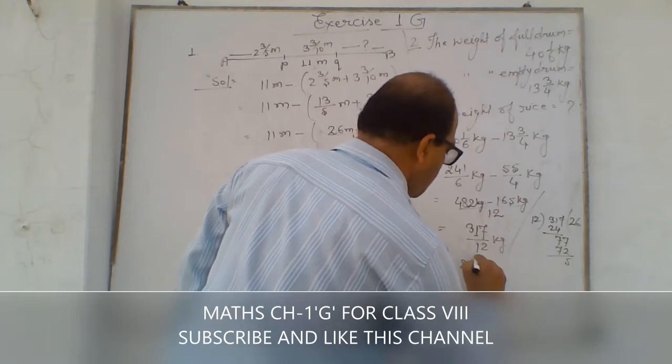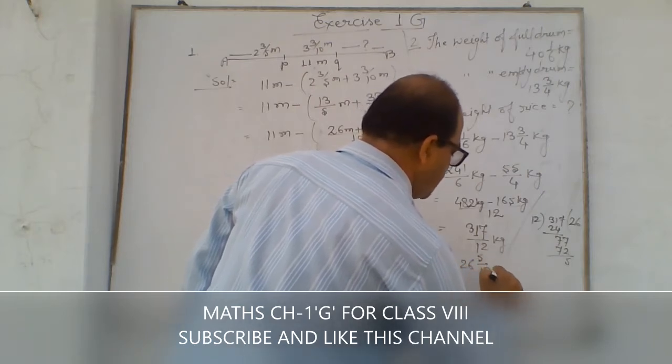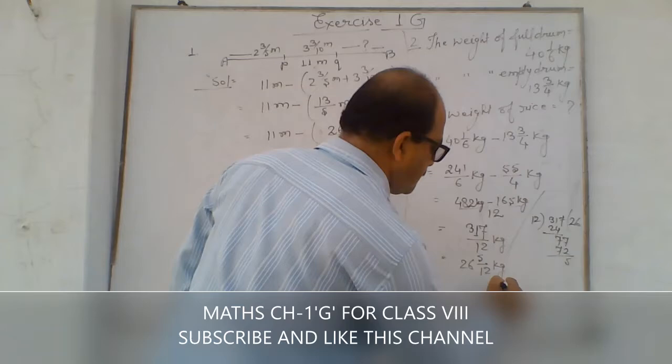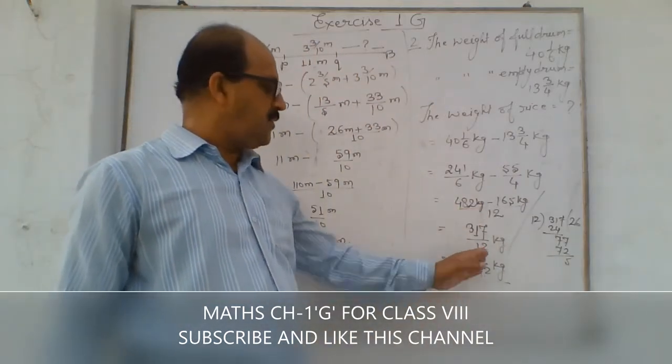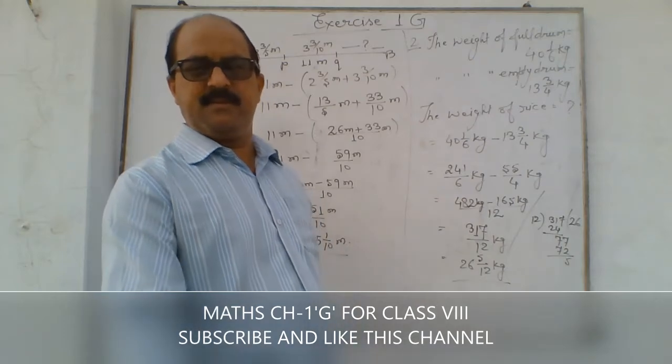26 whole 5 by 12 kg. The weight of the rice. The weight of rice is 26 whole 5 by 12 kg.